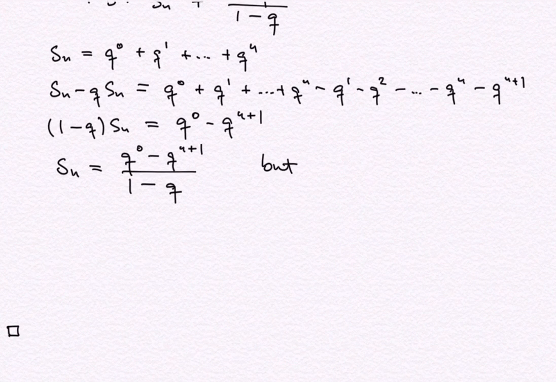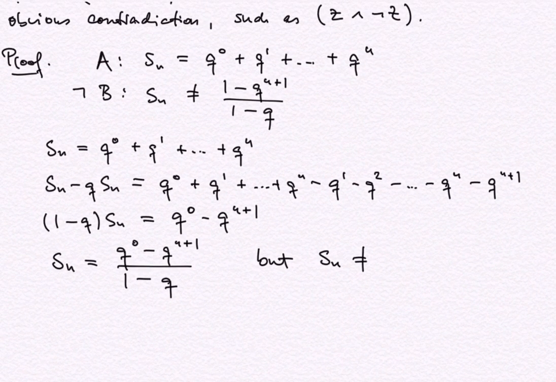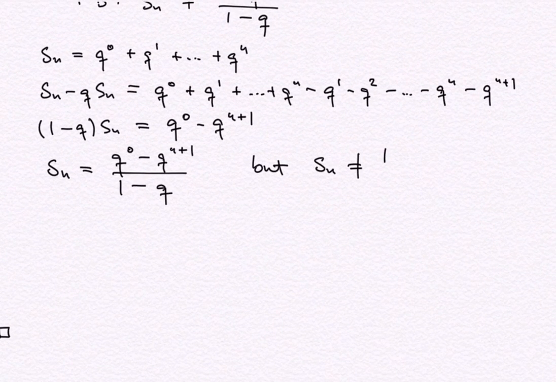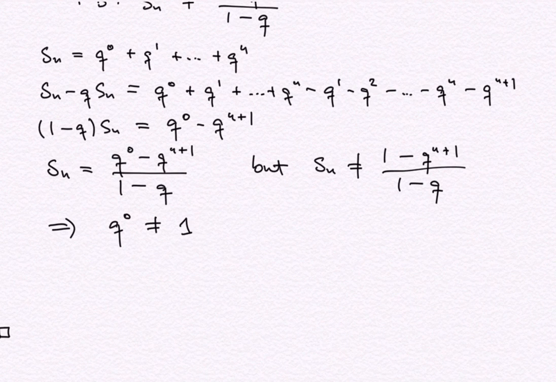But at the same time, Sn is not equal, that was the assumption not B here, which we are also making, at the same time, Sn is not equal to (1 − q^(n+1)) divided by (1 − q). And so you can phrase the contradiction as this statement implies that q^0 is not equal to 1. This is obviously a contradiction, and then usually people draw a little symbol like the lightning striking, that we arrive at a contradiction here.